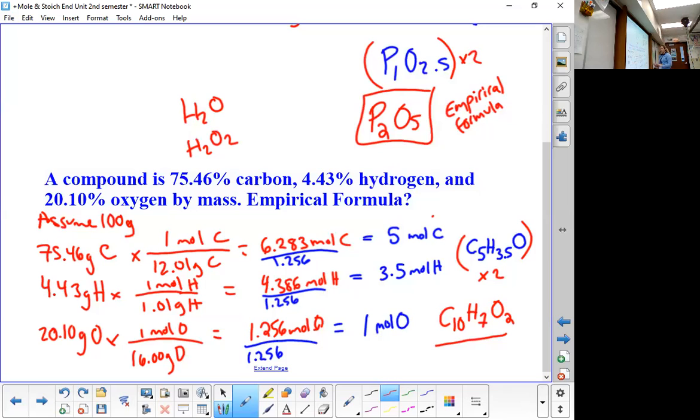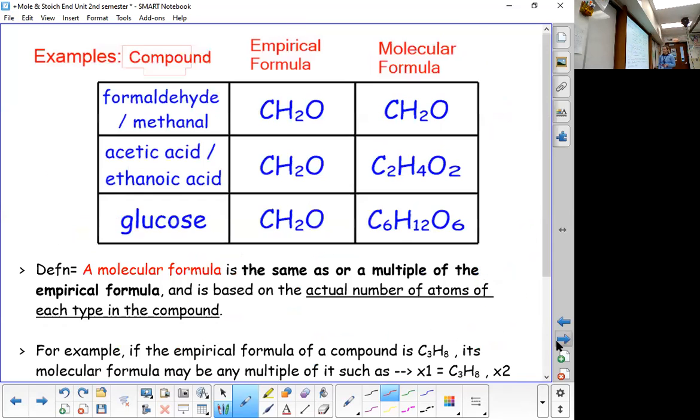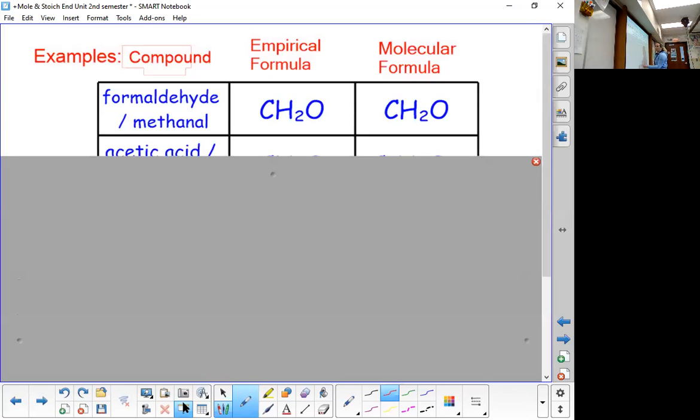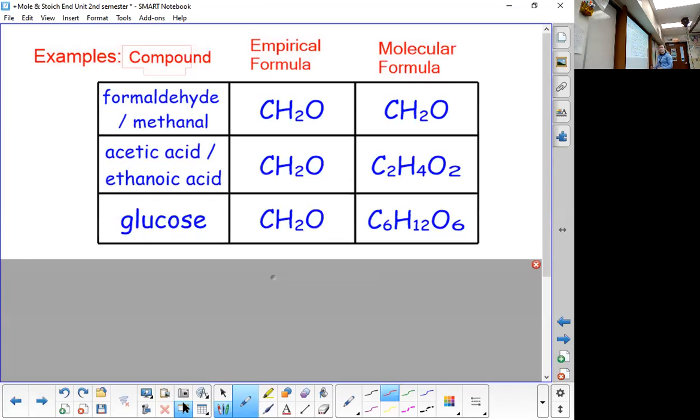Here I have the problem solved. You should have gotten C10H7O2. You can look back at this and see how you did on that. So how do you then go from an empirical formula to a molecular formula, the actual number of atoms in a compound, because they can be different for covalent compounds.